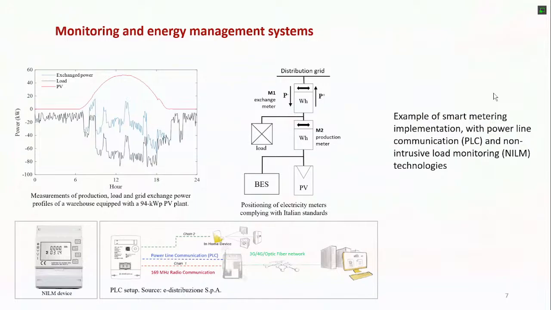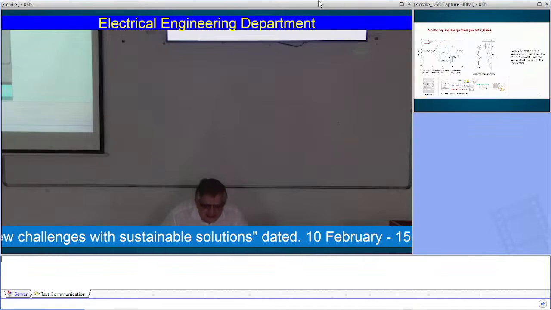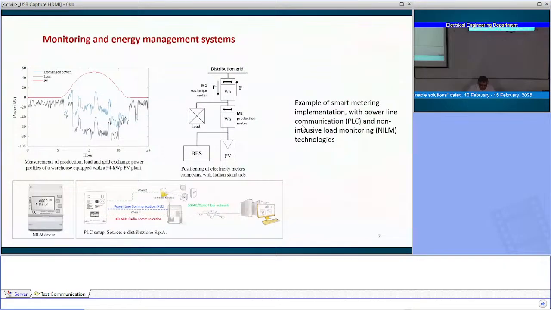Here there is a figure of an actual measurement of production in a PV panel. We have also installed these measurements in the local energy community. There are different types of metering, such as smart meters that use power line communication to transfer the data, and there are also devices called non-intrusive load monitoring that are available for the final user. This may facilitate everything.